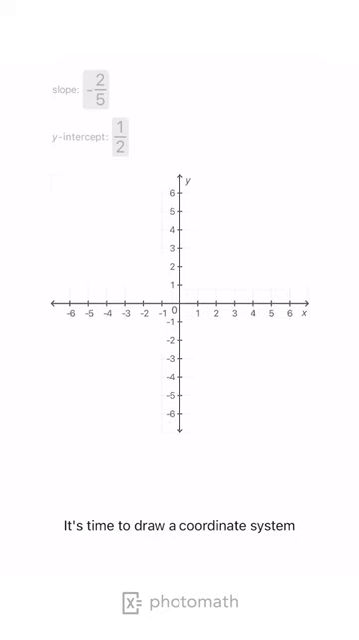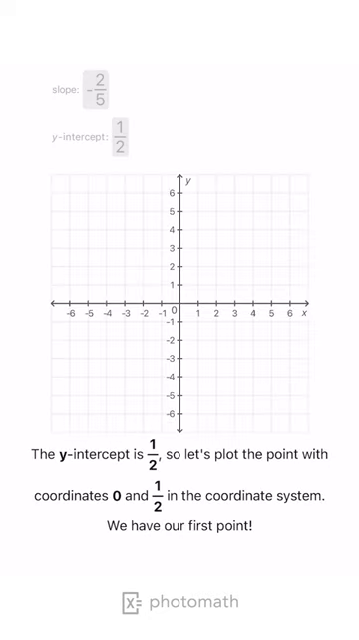It's time to draw a coordinate system. The y-intercept is 1/2, so let's plot the point with coordinates 0 and 1/2 in the coordinate system. We have our first point.